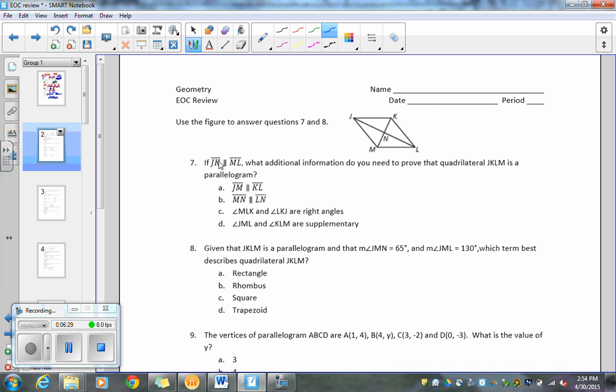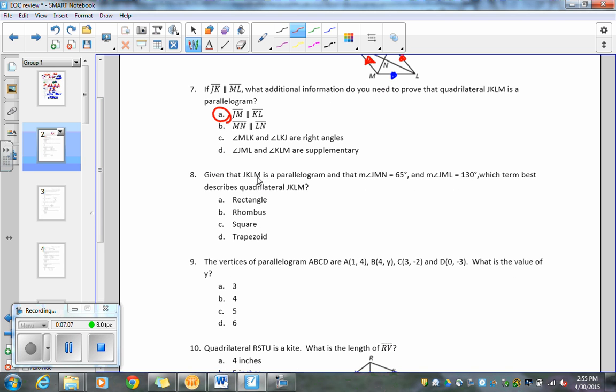Question number 7. If JK is parallel to ML is additional information, what do you need to know so that this quadrilateral is a parallelogram? So JK, which is right here, is parallel to ML. What else do we need to know? Well, there are several things that tell us what a parallelogram is, and opposite sides being parallel is pretty much the easiest one. So we know that JM, which is right here, would be parallel to KL. Opposite sides are parallel. Boom, A is your answer.